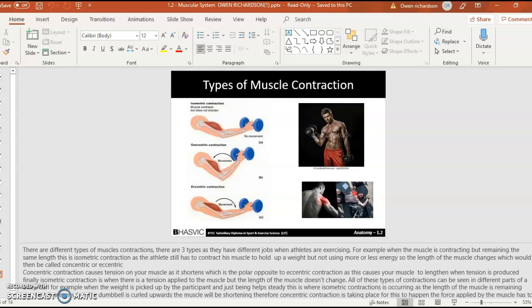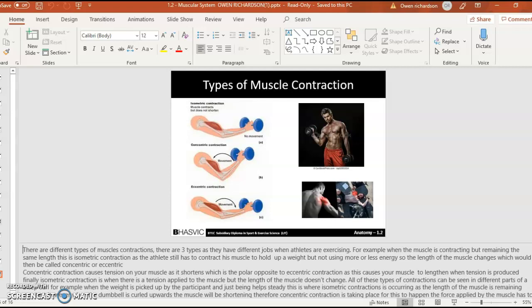There are three types of muscle contractions, and they have different jobs when athletes are exercising. For example, when a muscle is contracted but remaining the same length, this is isometric contraction, as the athlete still wants to contract his muscle to hold up the weight, but he's not using more or less energy. If the length of the muscle changes, this would then be called concentric or eccentric contraction.